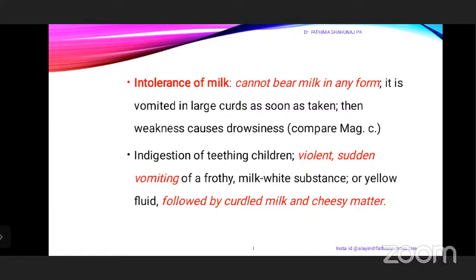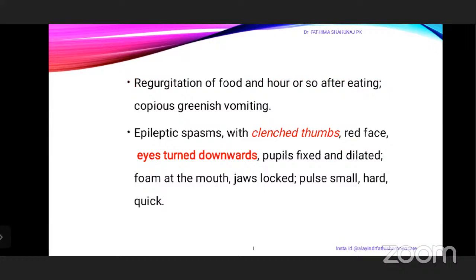Then regurgitation of food an hour or so after eating, copious greenish vomiting, epileptic spasm with clenched thumb, red face, eyes turned downwards, pupil fixed and dilated, foam at mouth, jaws locked, pulse small, hard and quick. So each and every symptom in the keynote is important regarding the examination. Try to cover all the symptoms present in the keynote.